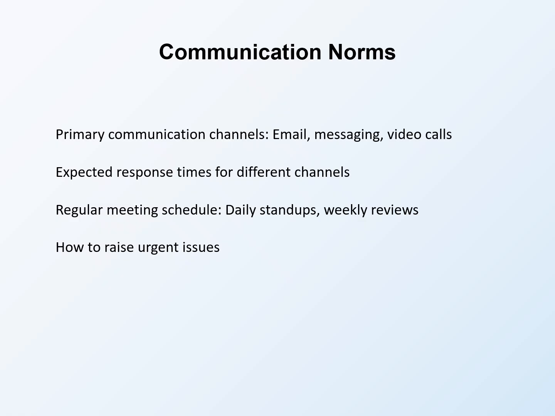Establish a regular meeting schedule. In Agile, teams often have daily stand-ups, brief check-ins where everyone shares what they're working on and any obstacles they face. Weekly reviews look at what was accomplished. These rhythms keep everyone aligned and define how to raise urgent issues. What counts as urgent? How should urgent issues be communicated? Who needs to be notified?